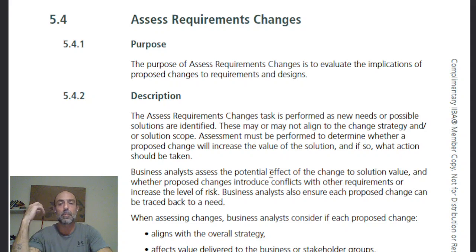So Assess Requirement Changes, I'm assuming that we are assessing the changes to the requirements, right? What's the purpose? The purpose is to evaluate the implications of proposed changes to requirements and designs. So we have to evaluate the implications of the changes proposed to the requirements and designs.